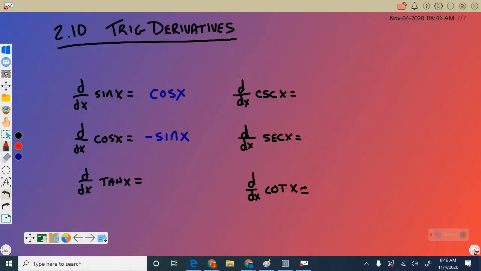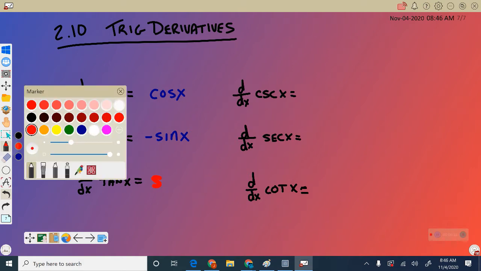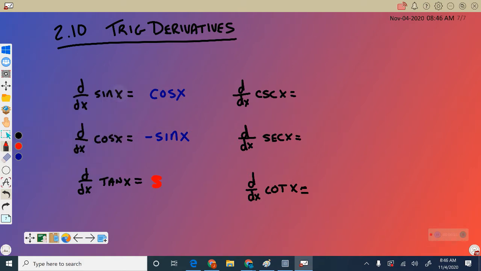We are looking at more trig derivatives today. We should be able to do trig derivatives for all 6 major trig functions. We already know sine and cosine: cosine is the derivative of sine, and negative sine is the derivative of cosine. Tangent, we got in the last lesson that if we use the quotient rule, your answer is secant squared of x as the derivative of tangent.